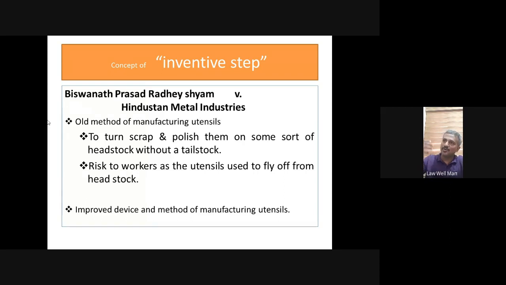We have a new thing added to it. So by adding this new thing to the already existing device, the device is a better device, and the method is a better method in the sense that there is less risk. So as this is a better device and a better method, I should be given patent for that. That's the tone and tenor of the argument.